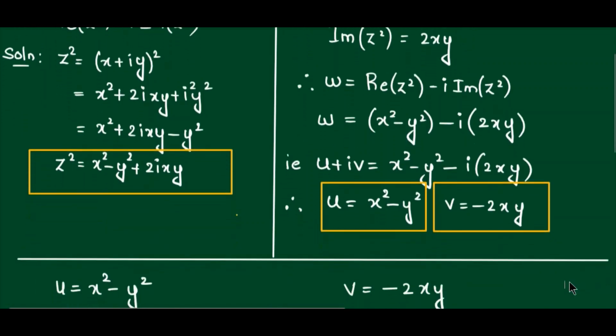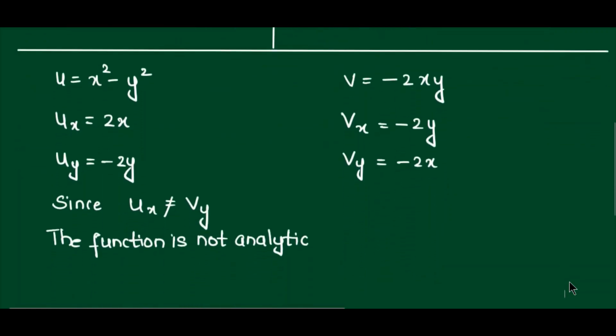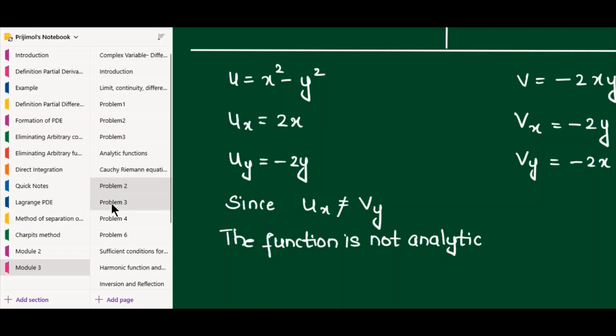Once you have obtained u and v, find out all the first order partial derivatives. Here u is x square minus y square and v is minus 2xy. I have solved this in the first column and have solved this in the second column, so that it is easy for me to remember the formulas of CR equations. After finding all the first order derivatives, you can see ux is not equal to vy. Therefore, we can conclude the function is not analytic because the CR equations are not satisfied. Now let us discuss the next question.